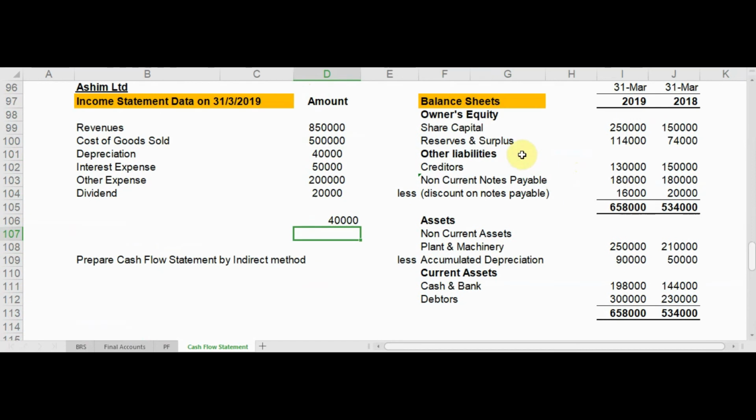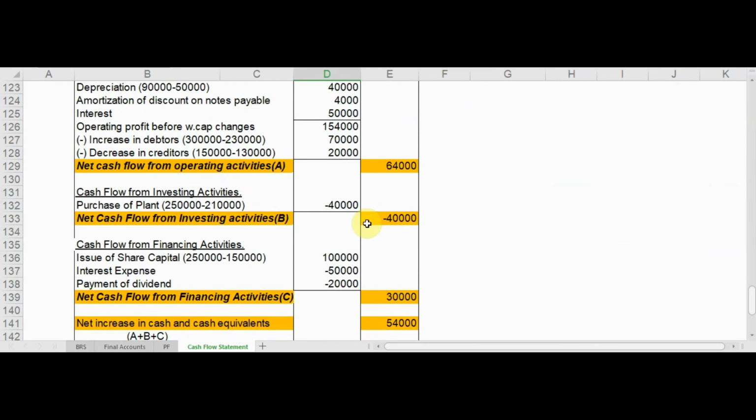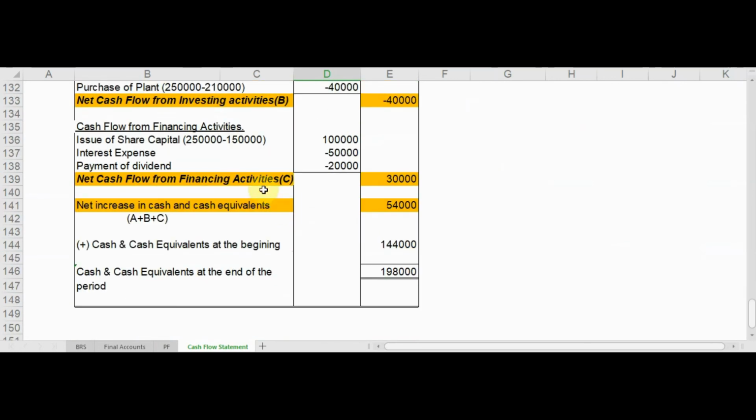Now cash flow from financing activities. See here, share capital was 1,50,000, now it is 2,50,000. So 1 lakh shares has been issued. So issue of share capital is one cash flow from financing activity. Again, interest has been paid and dividend has been paid. So these are also financing activities. Issue of share capital 2,50,000 minus 1,50,000, that is 1 lakh. Interest expense 50,000 and dividend payment of 20,000 will be deducted. These all are financing activities.